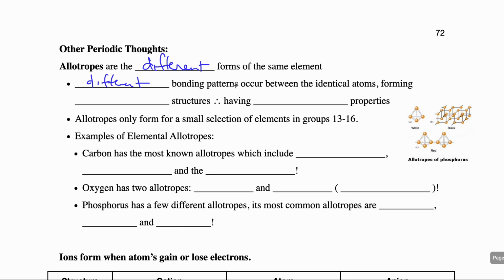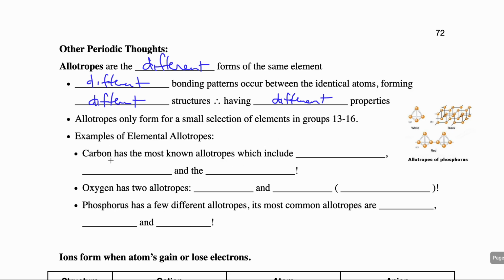So different bonding patterns that occur between identical atoms. And because the bonding patterns are different, they form different structures. And when you change the structures, different structures have different properties. Allotropes typically only occur between elements that make up groups 13 to 16. Just know a couple of the common ones.